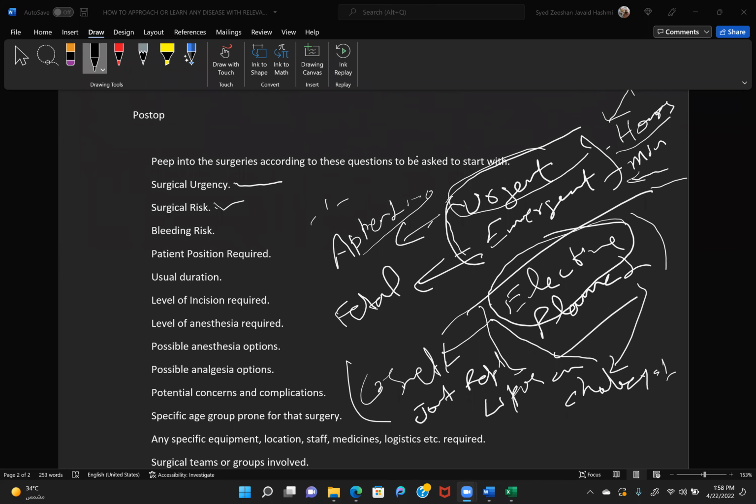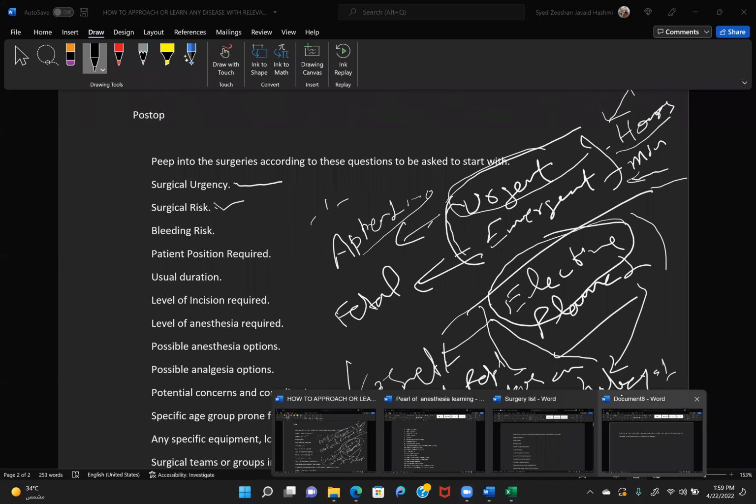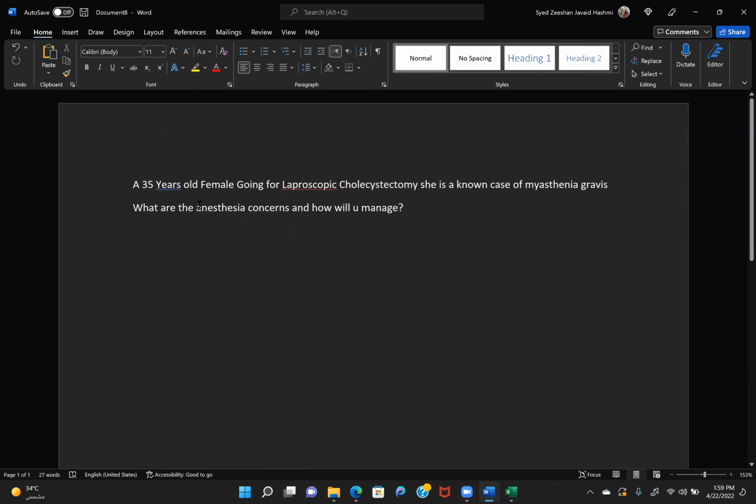You understand? So now, for example, in our scenario, it was a 35-year-old female for laparoscopic cholecystectomy. So now you understand what they are expecting from you. Now you can speak out that there are concerns related to a 35-year-old female, concerns related to laparoscopic cholecystectomy, and concerns related to myasthenia gravis.